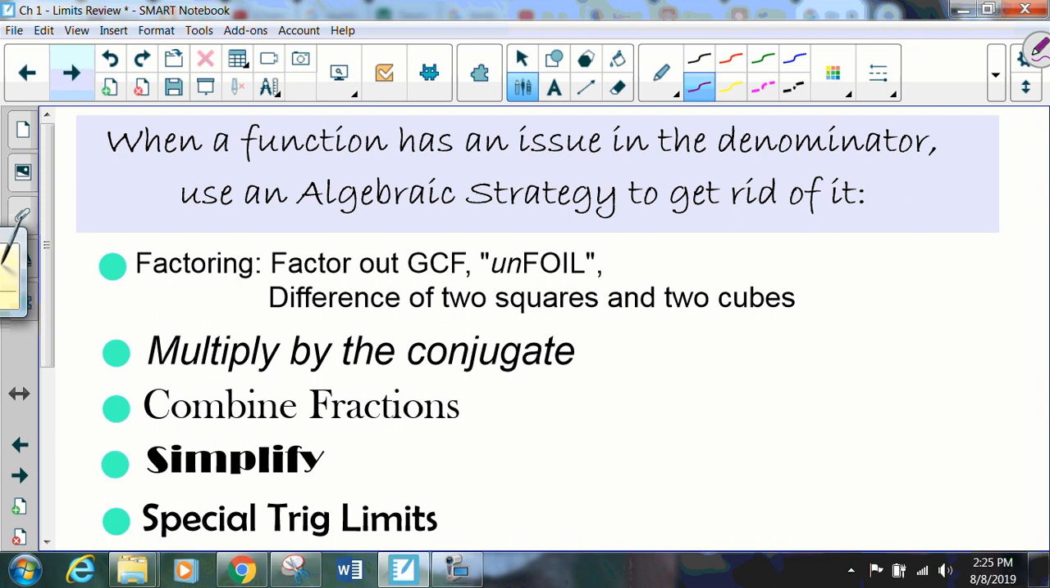All right, so this just goes over some different ways to find the limit analytically when there is a problem in the denominator. Once again, sometimes students decide, even if there's not a problem, that they're going to factor. If there's not an issue in the denominator, just do direct substitution.